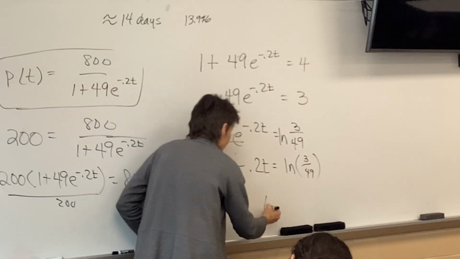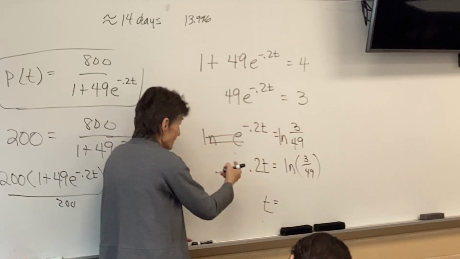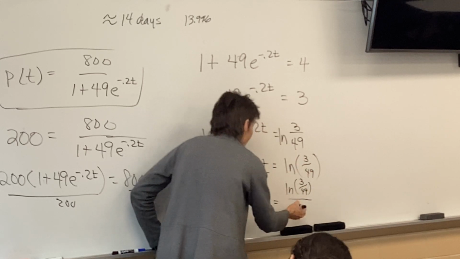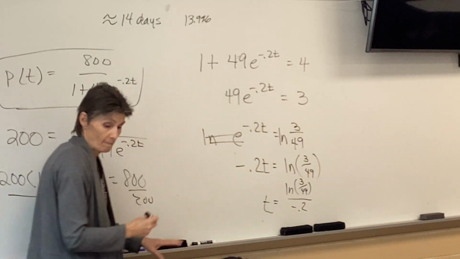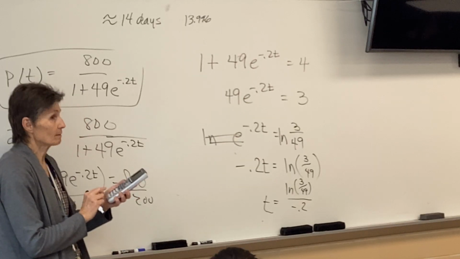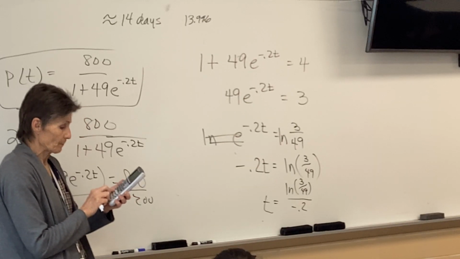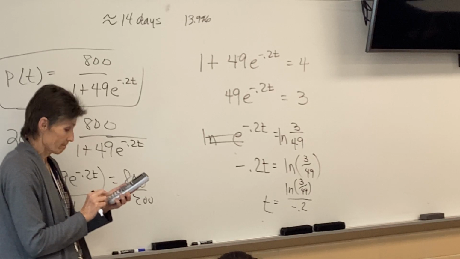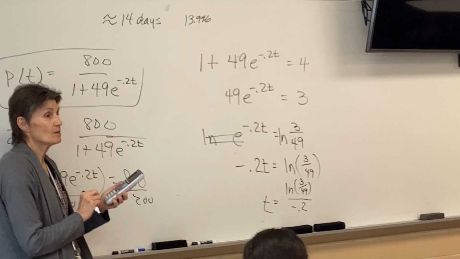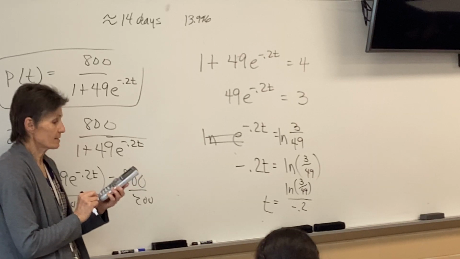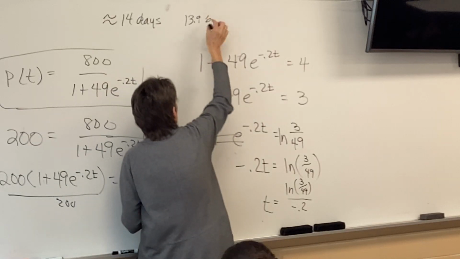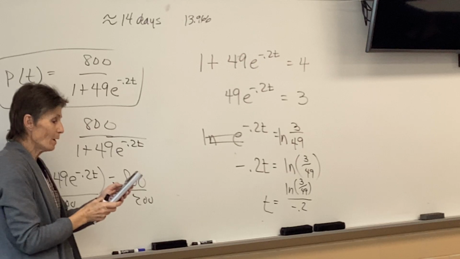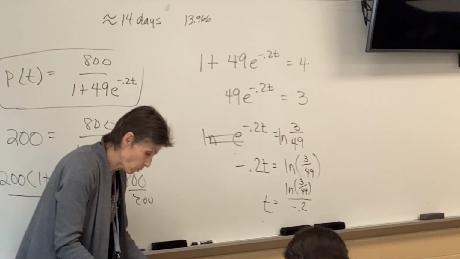And we're looking for t, folks, so all we need to do is divide. So ln 3/49 divided by negative 0.2. With any luck, it's really close to 14. Oh my gosh, 13.966. Remember, that's what I got before. So there are 2 ways that you can answer that question.